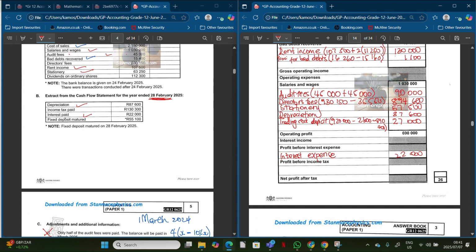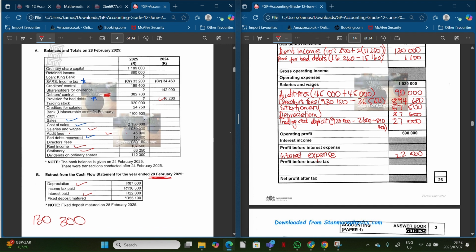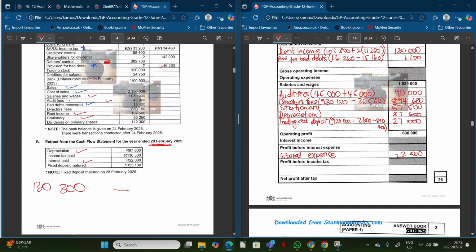So now, look at the income tax. They say that the income tax that we paid is 130,300. But now let's look at our trial balance. Our trial balance has what? It has a credit value, meaning that we had an opening balance of 34,460 and a closing balance of what? 33,200.